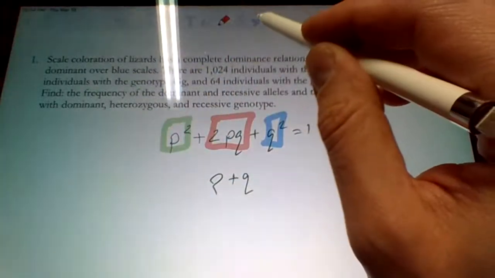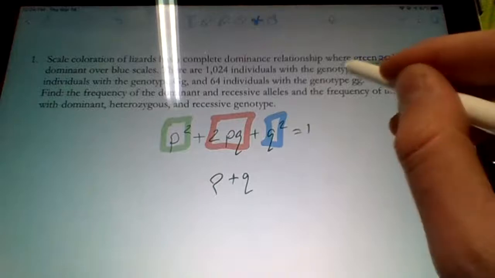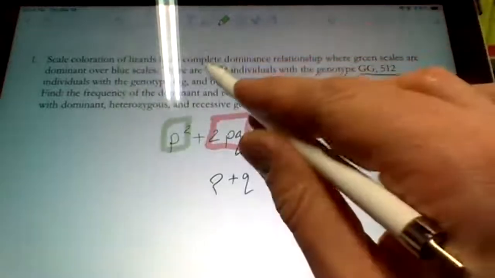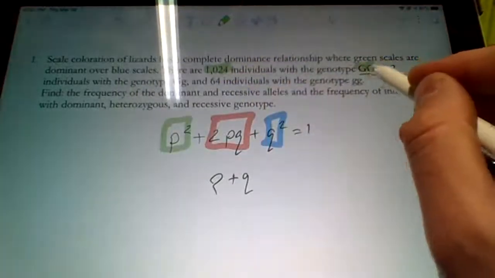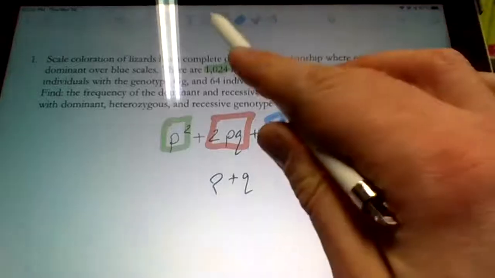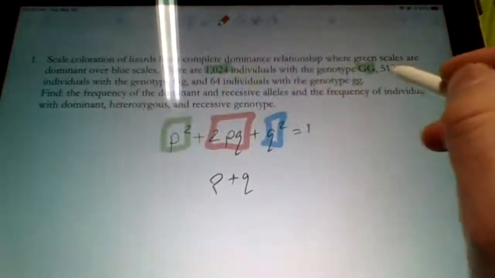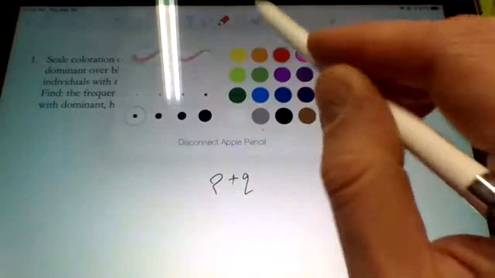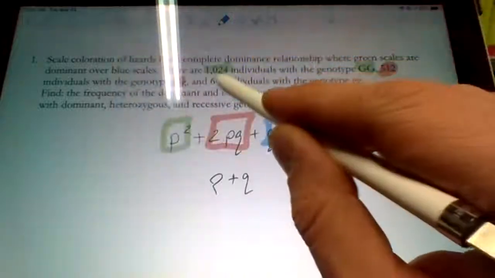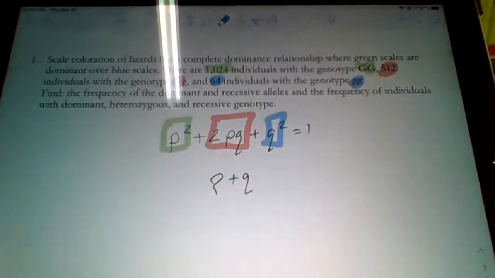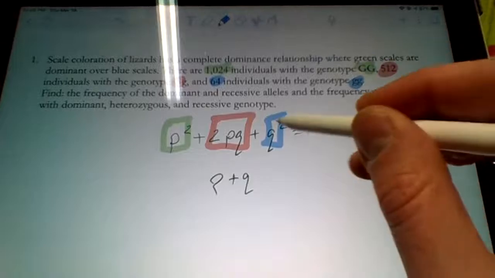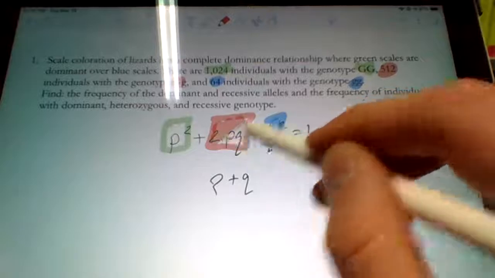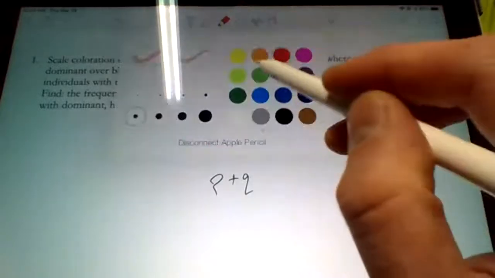Oh, how weird. Okay, I see. I've got to read these questions carefully. There are 1,024 individuals with the GG. I thought that was the total. There are 512 with the heterozygous genotype, and there are 64 that are recessive. Each of those represents a different part of this equation, and with the end result they have to add up to 1 if we get their fractions.